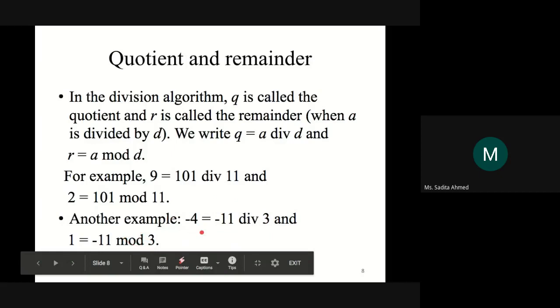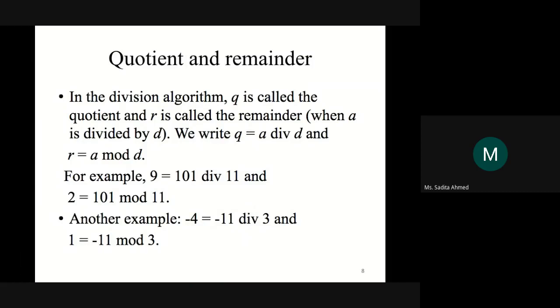Similarly, for any other numbers. Say the numbers are minus 11 and 3, then the division of these two gives us the quotient minus 4. So the div function, which always gives the quotient, gives us minus 4, and the mod function gives us the remainder, which is 1. This idea of quotient and remainder is used in a lot of concepts in number theory, and even apart from that, you must have seen its use in problem solving.